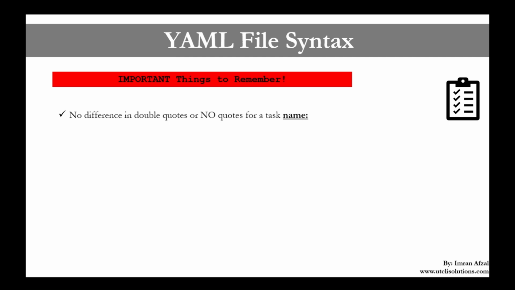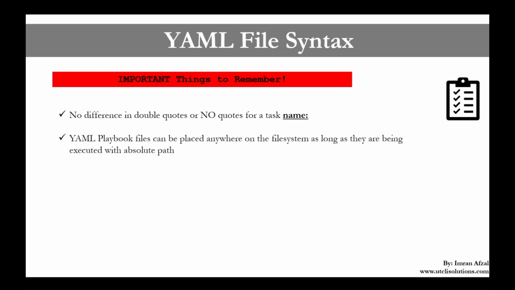All right, then there is no difference in double quotes or no quotes for a task name. So when we define a task name, every time we write a playbook or we write a play, a task name has to be defined. Now you will notice maybe when you do a search online or you go through certain other resources that certain people have double quotes around a task name, and certain people don't have quotes. That is fine. You could use double quotes or not, it will still execute.